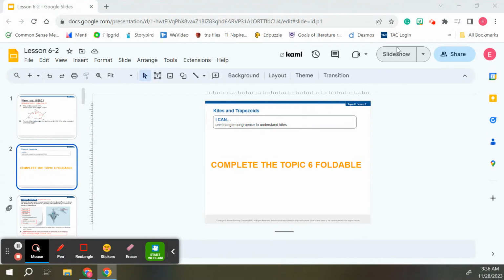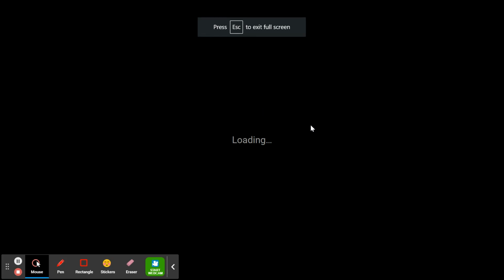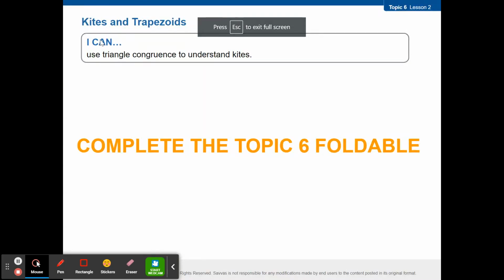Okay, so let's get started. If we take a look, we're looking at page... it says complete the topic. Oh, we already did that. The I can't statement: use triangle congruence to understand kites.